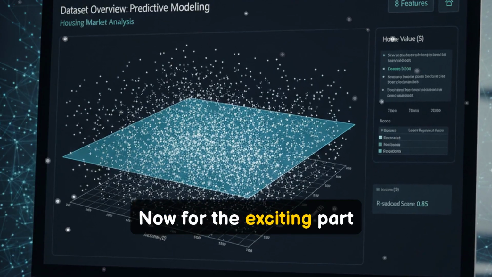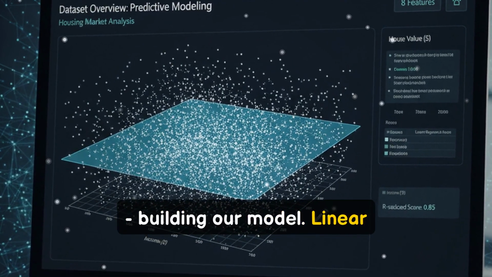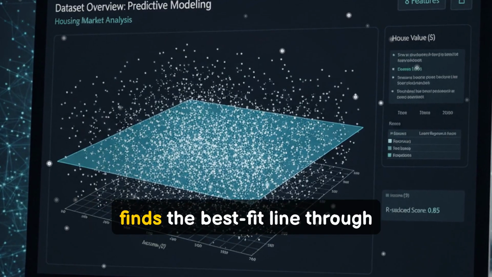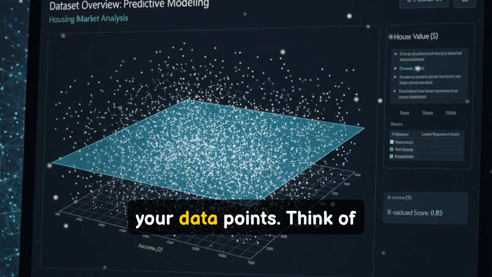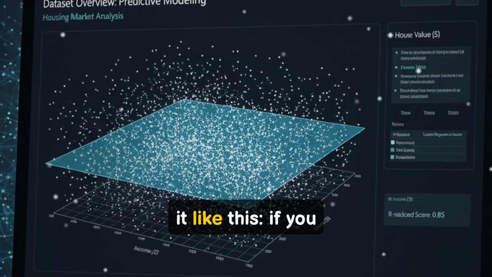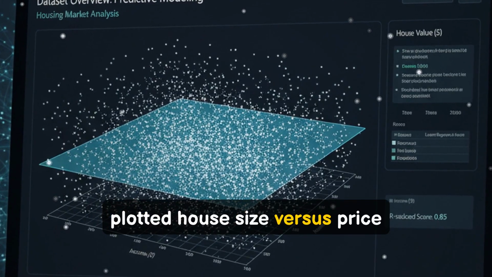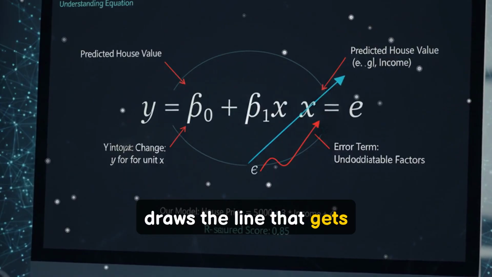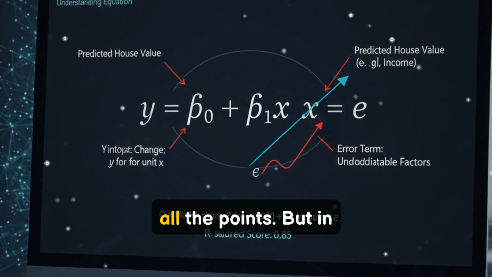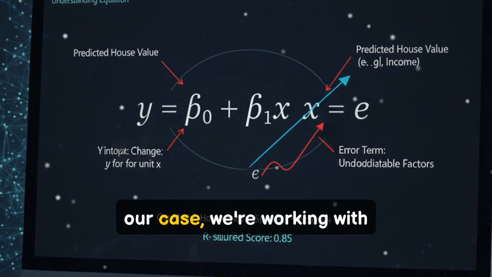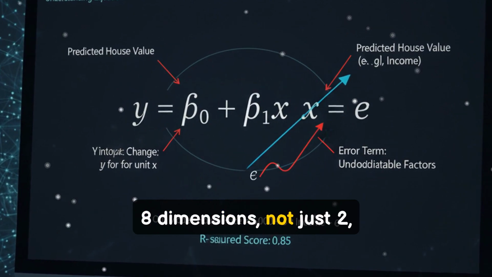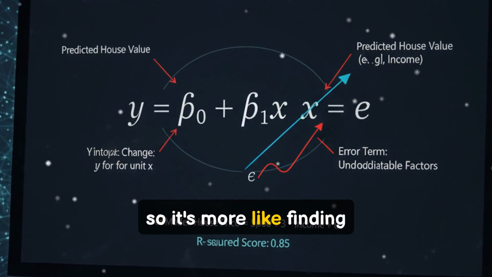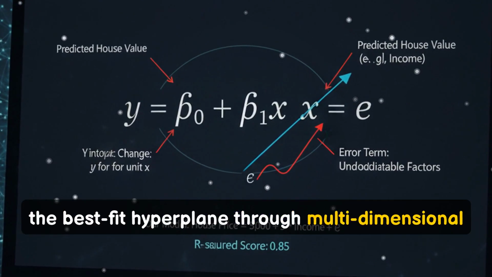Now for the exciting part, building our model. Linear regression is beautifully simple. It finds the best fit line through your data points. Think of it like this. If you plotted house size versus price on a graph, linear regression draws the line that gets as close as possible to all the points. But in our case, we're working with 8 dimensions, not just 2. So it's more like finding the best fit hyperplane through multidimensional space.